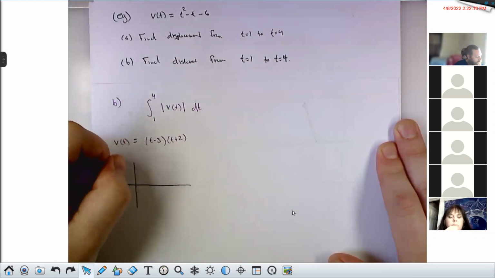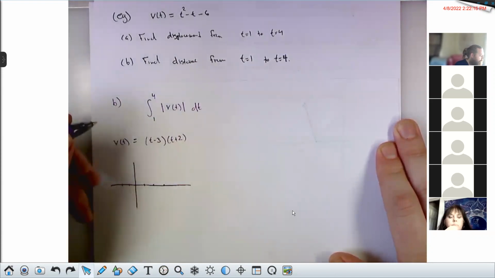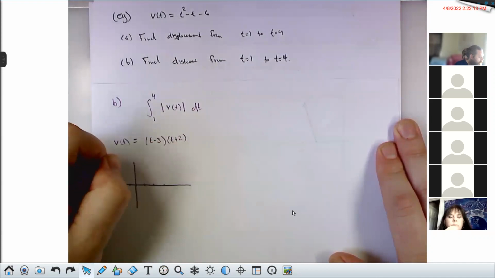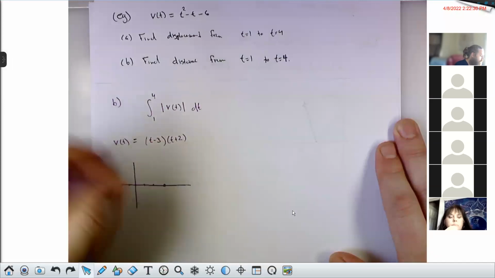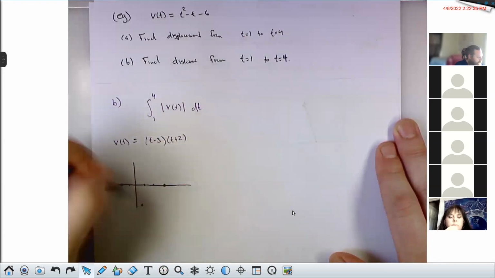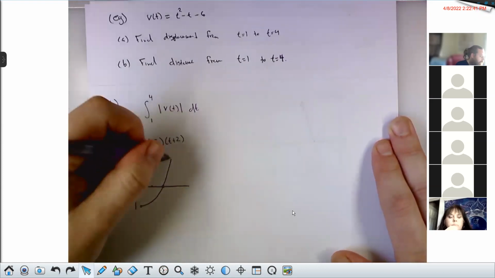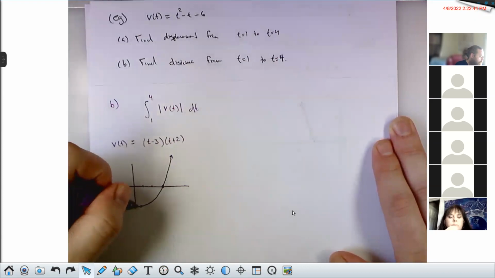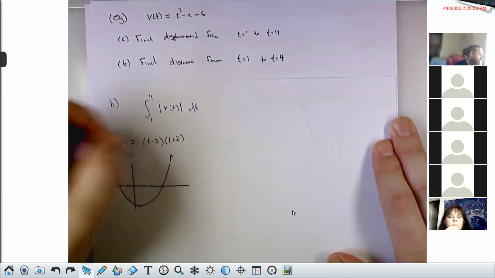We'll call this 1, 2. I'll call this 1, 2, 3. So I've got roots here. And then let's see, my vertex, I don't care too much about the height of the vertex. For the purposes of what we're doing, all I really care about is where the function is negative and where the function is positive.